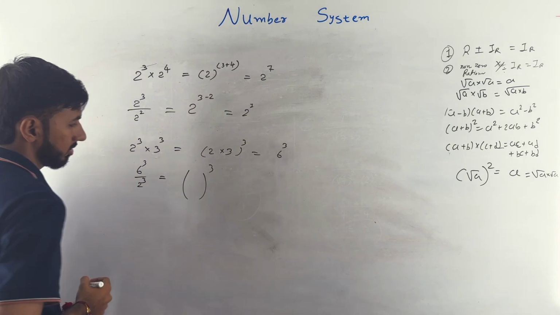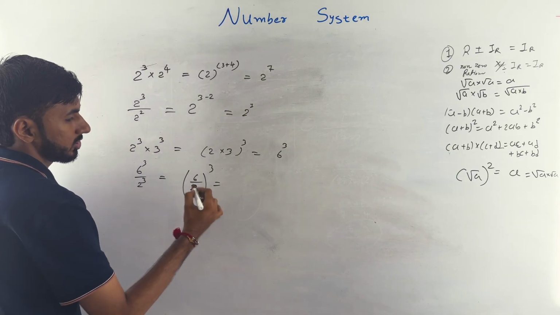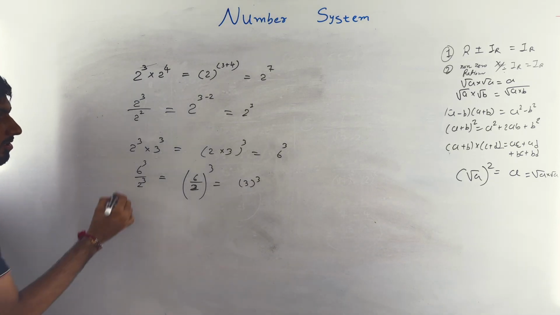Just put a power and divide the number, right? We all know this. 6 to the 6 divided by 2, that is 3, so it will be 3 power 3.